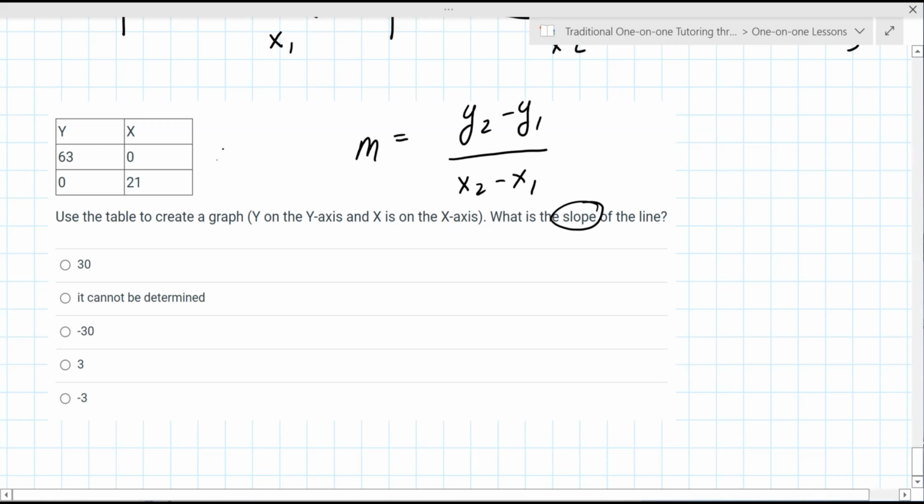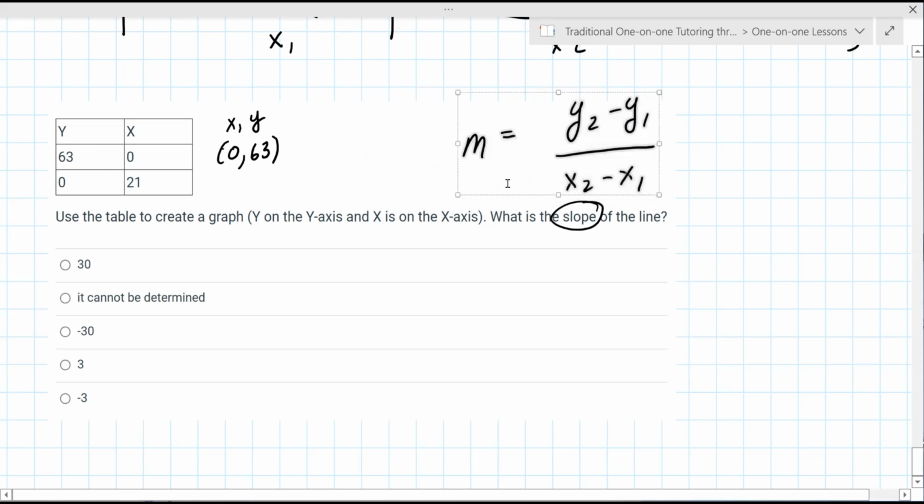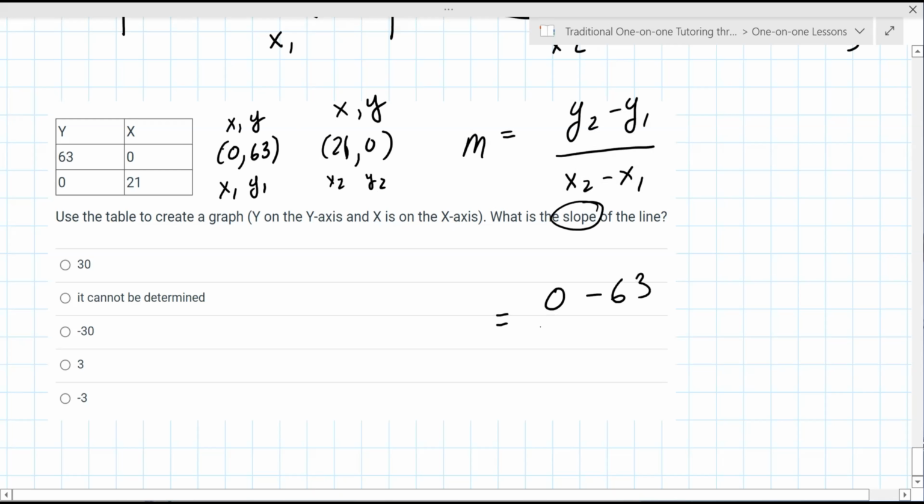They're trying to not do it the way you should do it. So it's good to write the ordered pairs. (0, 63), x comes before y. And then the other ordered pair is (21, 0). It's always x and then y. And then if you need to, you write x1, y1, x2, y2, and put those numbers into this formula. So y2 is 0, y1 is 63, x2 is 21, x1 is 0. So you get negative 63 over 21, and that reduces to negative 3.